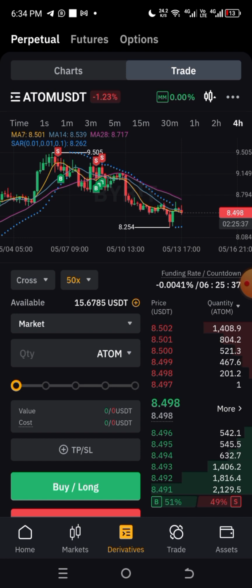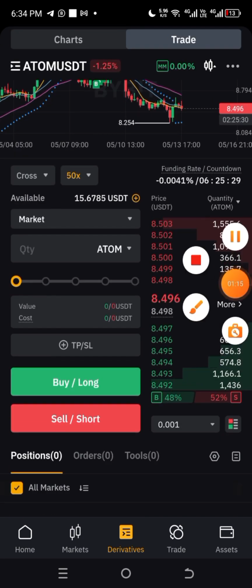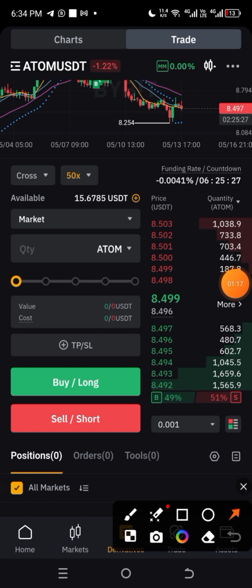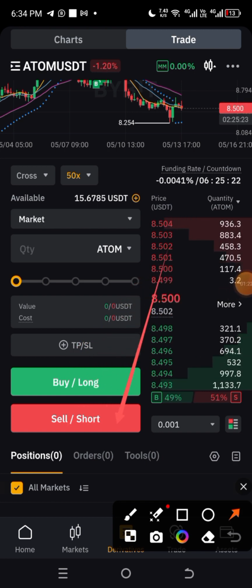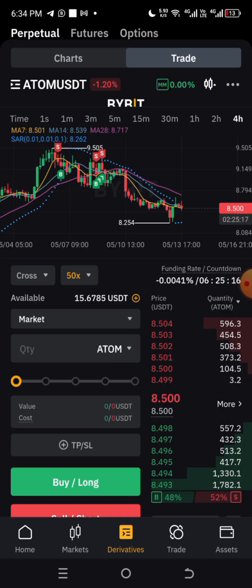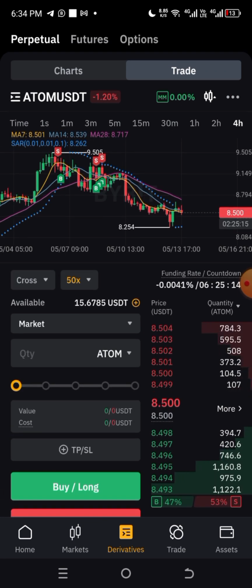Now, one important thing you need to notice is that here on futures, buy means long, okay? Buy means long, and to sell means short. So you can use these terms interchangeably. They both mean the same thing. When you are buying, it means you are longing. When you are selling, it means you are shorting the market down.